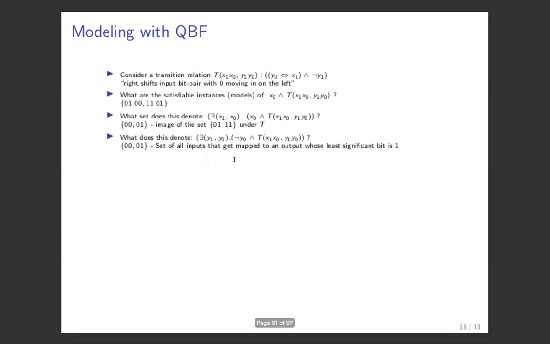Shouldn't it be least significant bit is 0? Yeah, did I say 1? The least significant bit is 0. It's written here as 1. You're right, this is wrong. It is the set of all inputs that get mapped to an output whose least significant bit should be 0. Correct. Yeah, I will make that correction. Yes, whose least significant bit is 0 because I'm constrained. Not of y0 is given. Yeah, not of y0 is true.